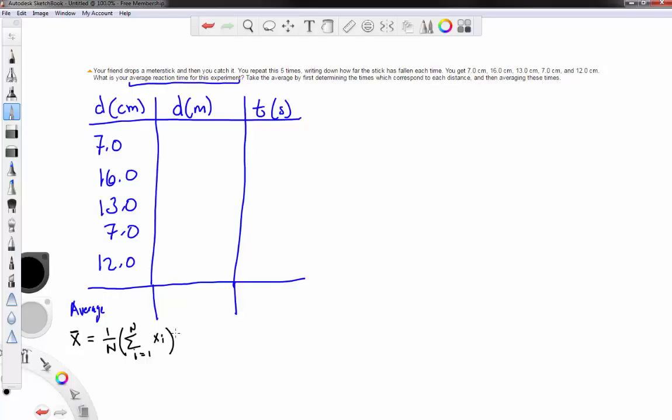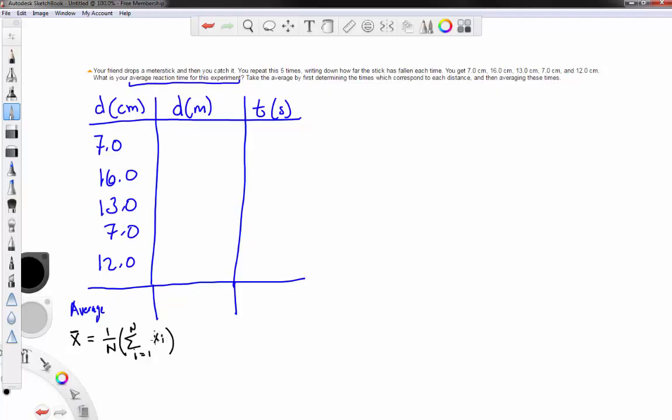That may look like a kind of scary equation to a lot of you because you're not used to working with this form of symbols. All this is saying is that this symbol is a capital sigma. It basically means sum.